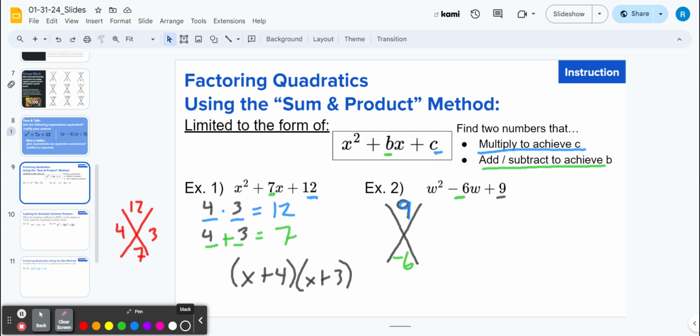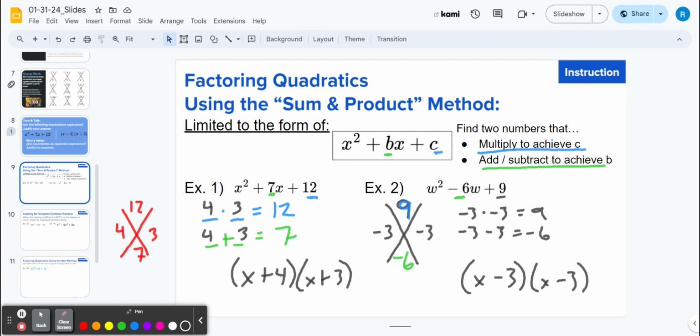To do that, we would need to get negative 3 and a negative 3. We'll notice that negative 3 times negative 3 equals positive 9. Negative 3 minus 3 equals negative 6. So that works exactly. So our factored form would be x minus 3 times x minus 3. Or if you wanted to, you could write that as x minus 3 squared.